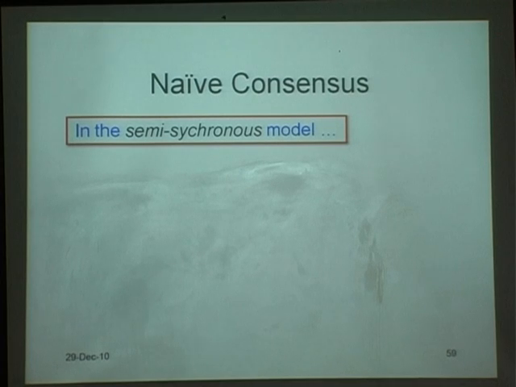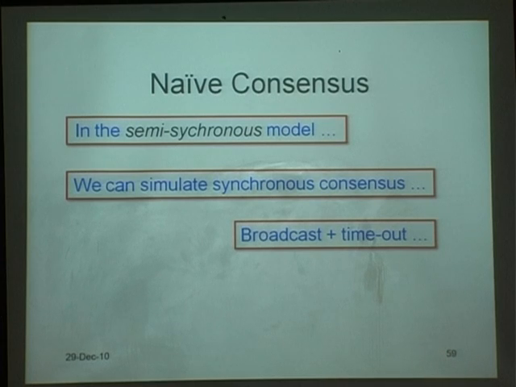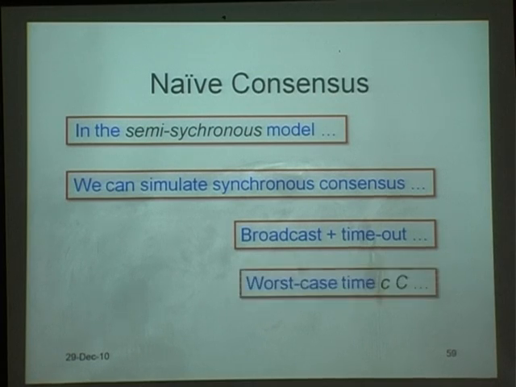So in the semi-synchronous model, there's a really naive way to do consensus, which is we simulate the synchronous model in our semi-synchronous model. So we can simulate synchronous consensus. On each round, you broadcast your messages, and then you time out. So I send a message. I wait until either I've heard from everyone or enough time has elapsed that I know that they've crashed. So that is worst time C, the size of the core, the big C, the measure of asynchrony. And that's really bad. We don't like that.